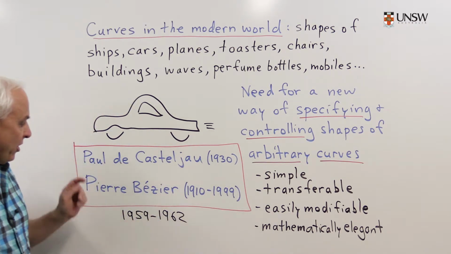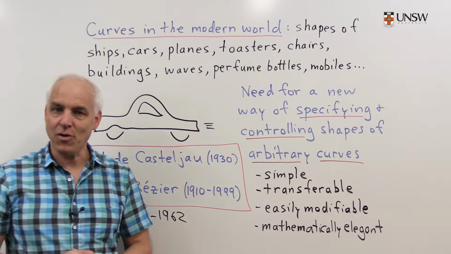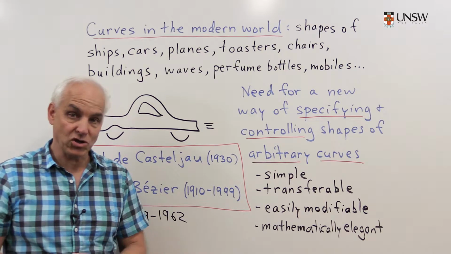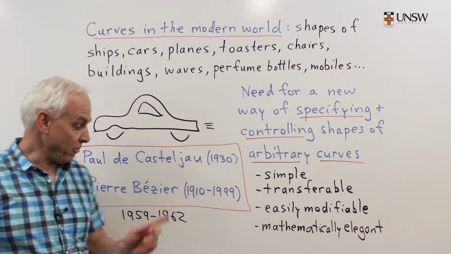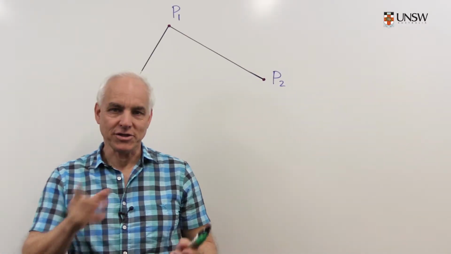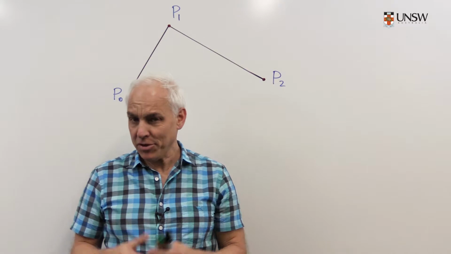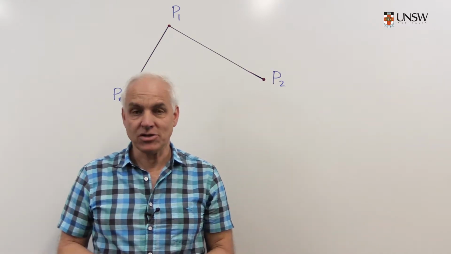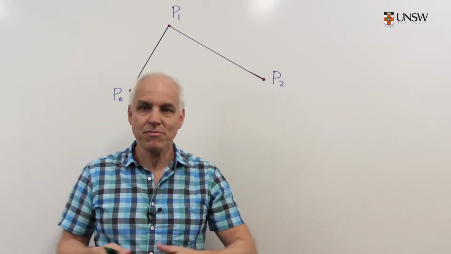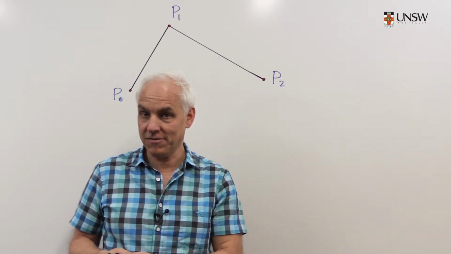So remarkably, Paul and Pierre discovered such a way of understanding curves, which really was a major revolution in the history of algebraic geometry and the study of curves, coming from engineers. So let's see what they did. Okay, so let's explain the basic idea of these de Casteljau Bezier curves. And by the way, they're usually called Bezier curves these days, but it's certain that Paul de Casteljau deserves just as much credit as Pierre Bezier. So perhaps I'll generally call them de Casteljau Bezier curves to give de Casteljau his due.